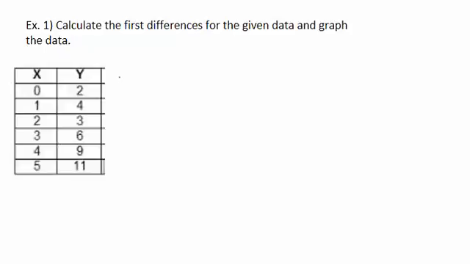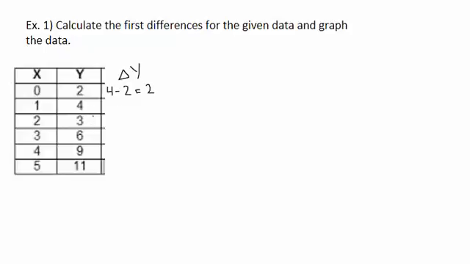So we have a t-chart here. To calculate the first differences, we're going to create a new column called delta y, which stands for the differences in the y values. To calculate the difference in y values, we take the second y value and subtract the one before it. So for these two, it would be 4 minus 2, which is equal to 2.